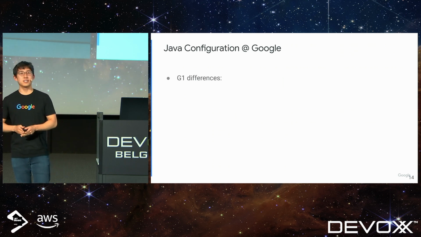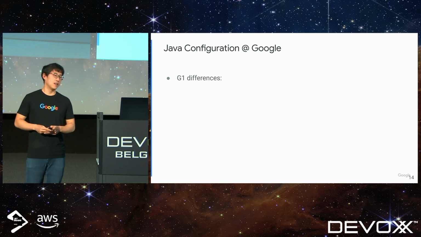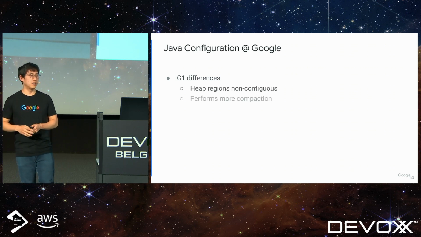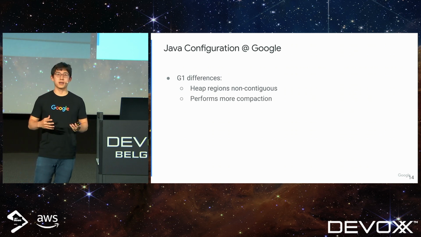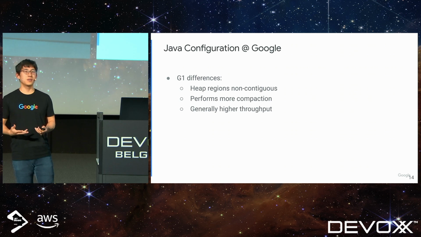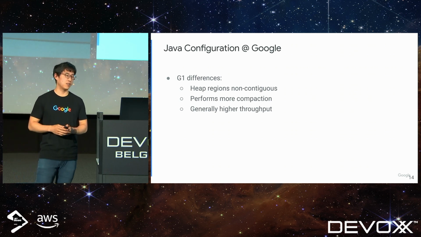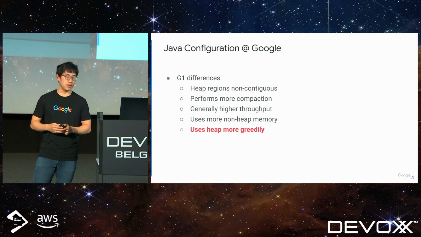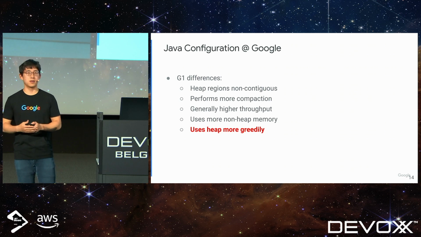OK, so what are the differences between G1 and CMS? Well, there's some things like heap regions are non-contiguous in G1. G1 tends to perform more compaction. But of course, G1 is also generally higher throughput, which is why they made the change to default. And at the cost of this, we tend to use more non-heap memory, as well as heap memory more greedily as part of G1.